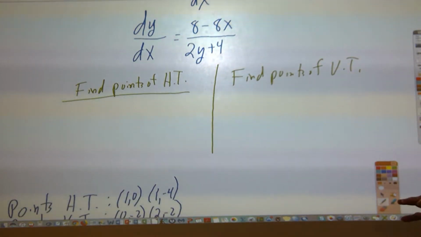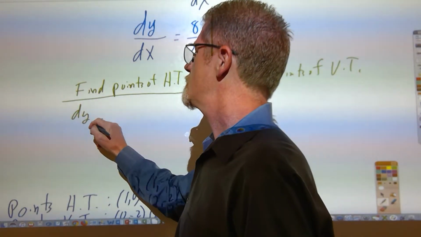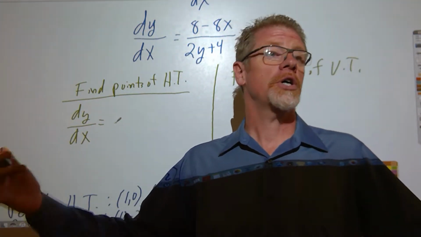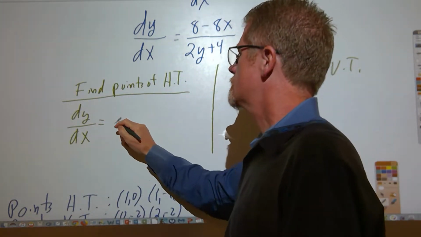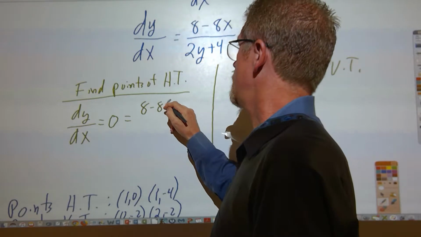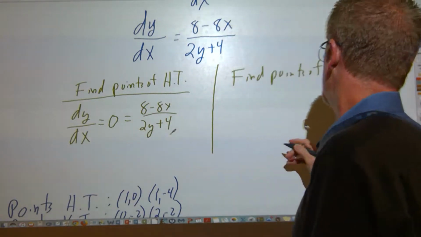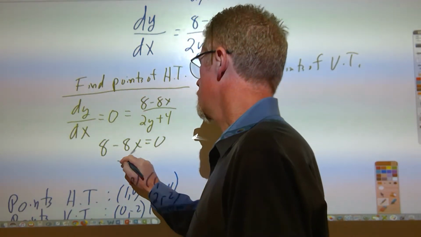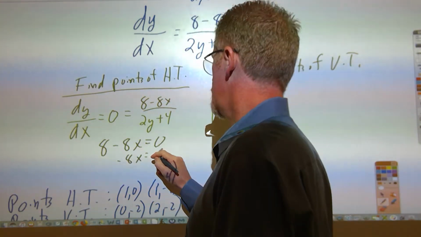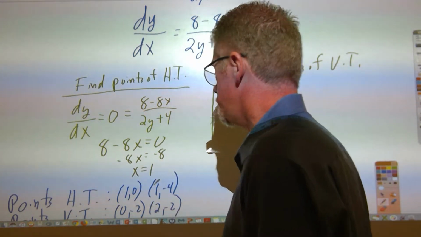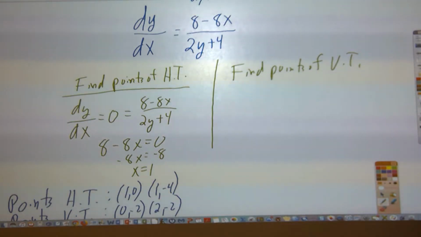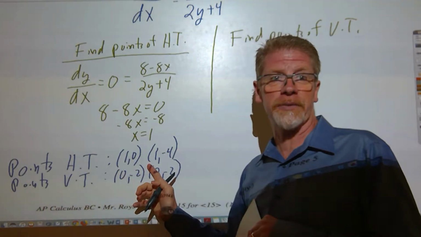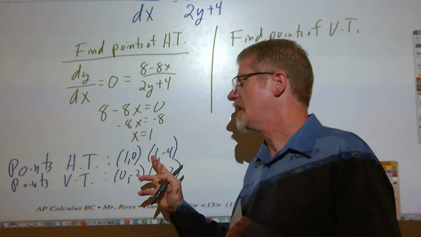So here we go. Horizontal tangents occur when the slope of the tangent line is equal to what, class? 0. 0 is correct. So that's equal to 0. And if (8 minus 8x) over (2y plus 4) is equal to 0, from that we can deduce that the numerator must be equal to 0. So 8 minus 8x must be equal to 0. So solve for x. Negative 8x equals negative 8, x equals 1. So the points of horizontal tangency occur when x is equal to 1. Look, that agrees with our pre-calculus approach. Both points of horizontal tangency had x equals 1.